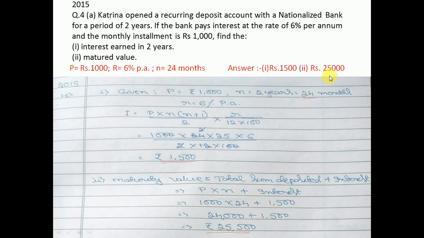I have made a mistake over here. It should be 25,500. Please make a note of this mistake, but I have corrected it here. Hope it is very simple. You understand how to calculate the interest, then you learned how to calculate the maturity value. This is for 3 marks in 2015 in a compulsory question.